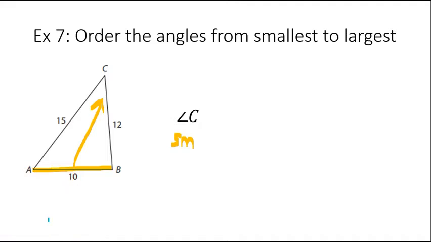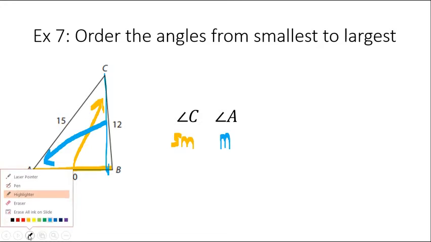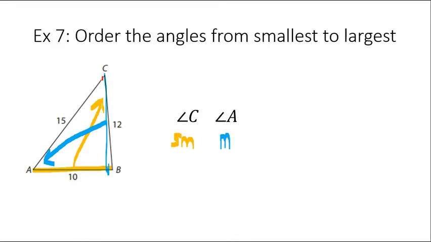What's the next smallest side, or the medium side here? 15 and 12, so this will be 12. So the angle across from 12 is A. So we say A is the medium angle. And that means the largest side, which is AC, which is 15. So the angle across from it is B. So B right here is my large angle.